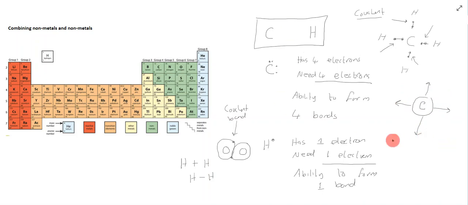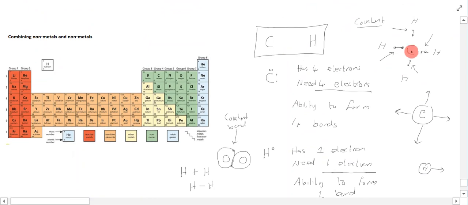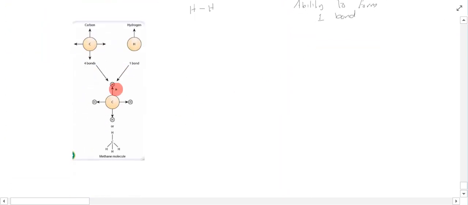If we take hydrogen on the other hand, hydrogen only has the ability to form 1 bond, because hydrogen only needs 1 more electron. So as a result of that, it only has the ability to form 1 bond. Okay, and essentially, that's what they have here in your textbook as well. So you have carbon here. It can form up to 4 bonds. Hydrogen only can form 1 bond.